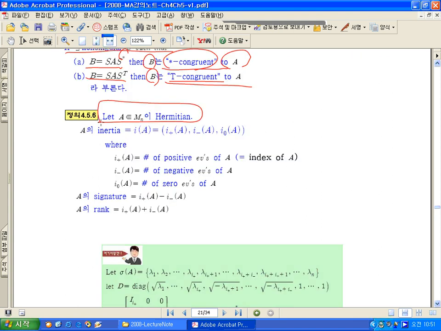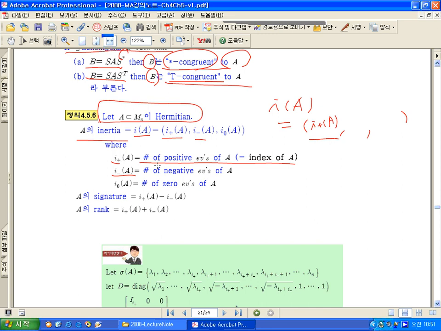When A is a Hermitian matrix, you have real eigenvalues. Now we define the inertia of A, I of A. This is the set of three numbers. The first part, I plus of A, is the number of positive eigenvalues of A. It is also called the index of A.